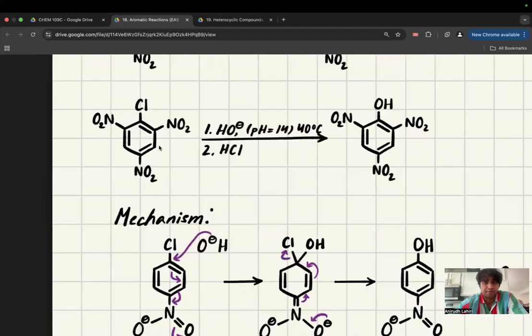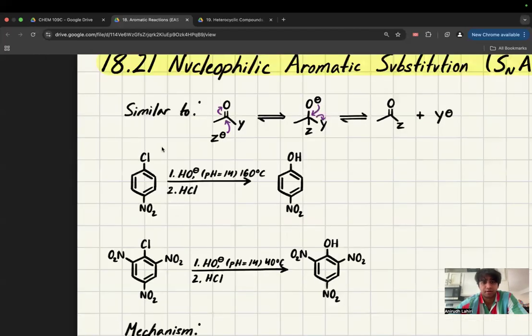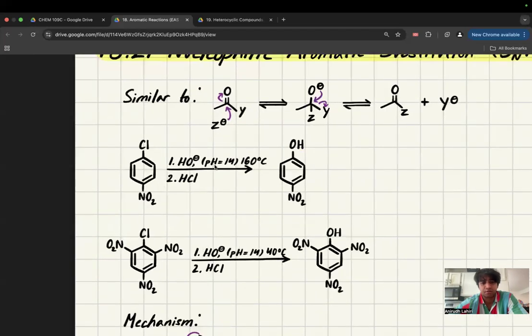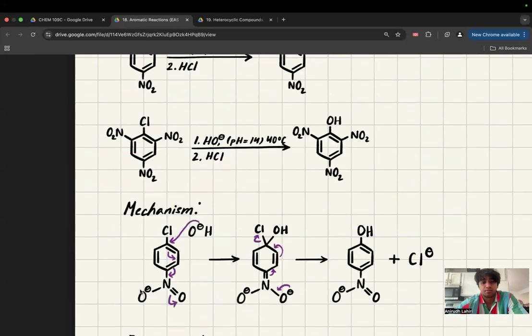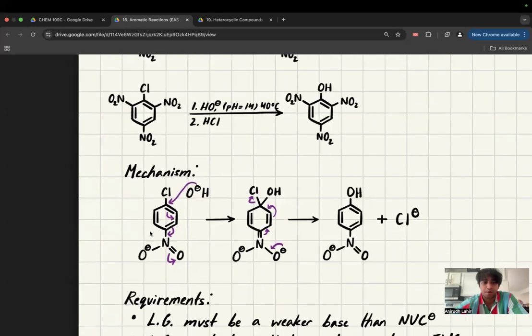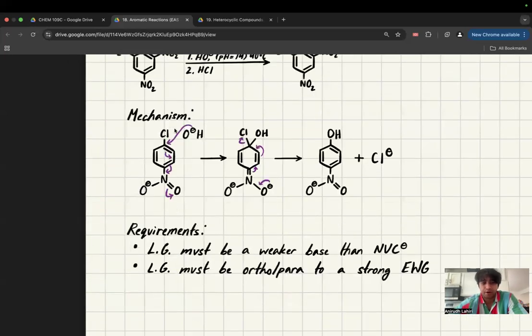And the more withdrawing groups we have, the better. You can see here that this first reaction had one withdrawing group, and it required a pH of 14 for the addition of the HO minus at 160 degrees, versus this one is 40 degrees, literally 120 degrees lower, because we used two more nitro groups. So it's just to say that these effects are additive, right? The more groups that we have in the particular positions that we want, the better the reaction will be, the less energy required.